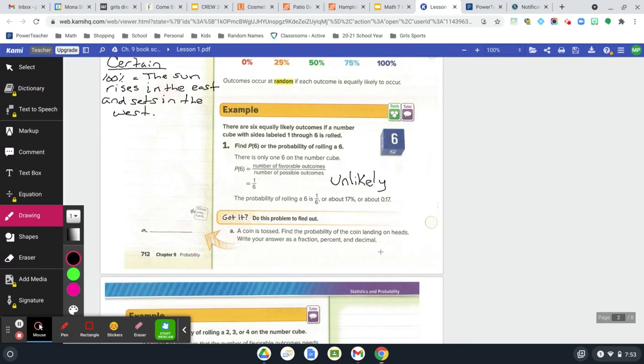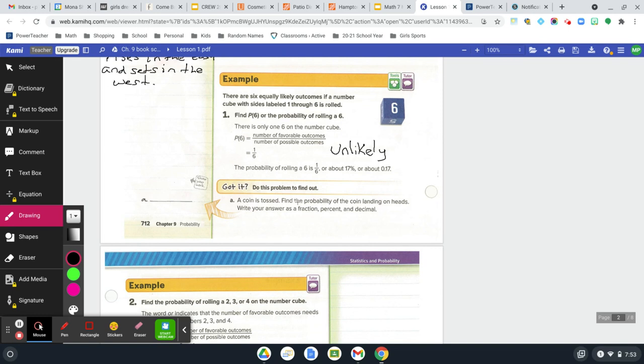Now look at your Got It. Do this problem to find out: if a coin is tossed, find the probability of the coin landing on heads. Write your answer as a fraction, percent, and decimal. Okay, so finding the probability of the coin landing on heads. Well, there's only one possibility of getting heads on the coin.